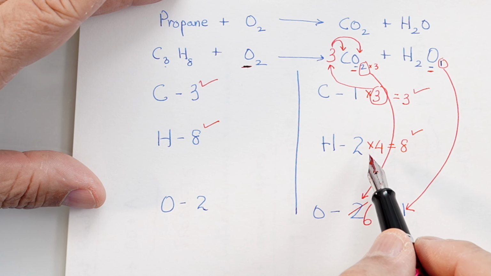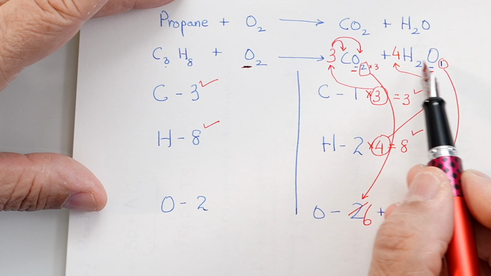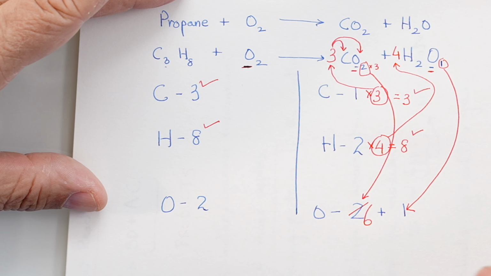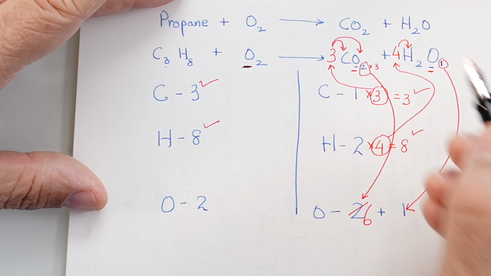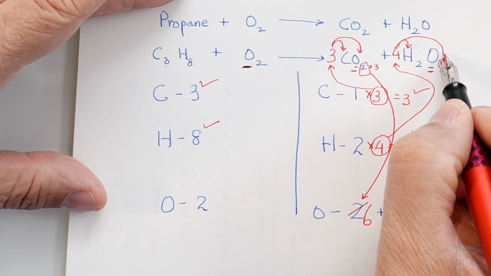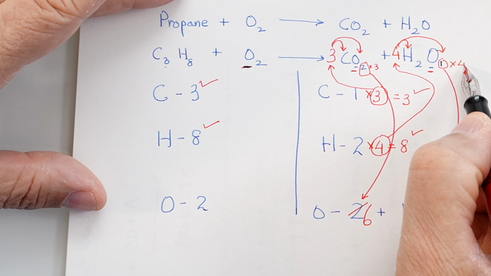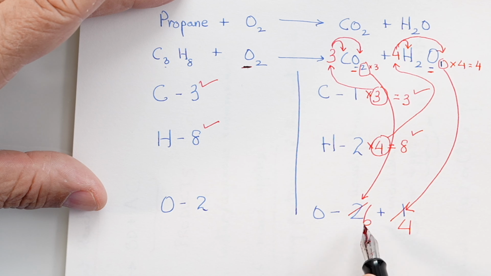So that 4 is going to make its way all the way up here. So we've got 4 molecules of water, or 4 moles of water being produced. This 4 applies to the hydrogen, so that part's good. But it turns out it also applies to this oxygen. So it's 1 multiplied by 4, which is equal to 4. We're going to cut the 1 out and make it a 4. So now you've got 6 plus 4 is equal to 10.